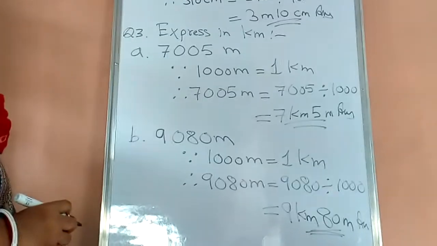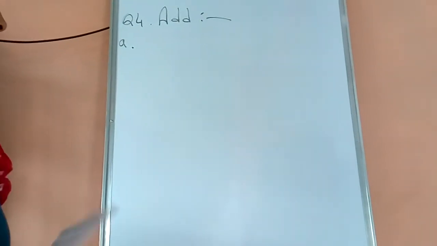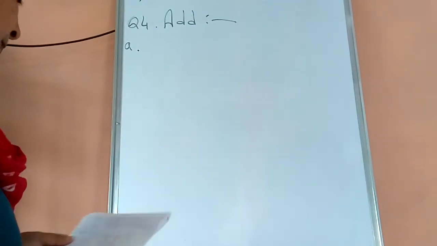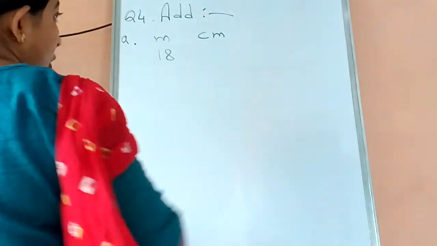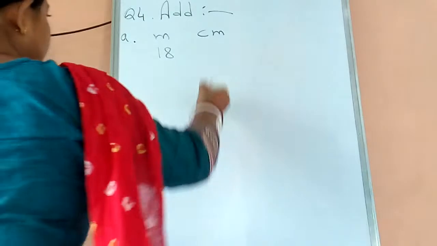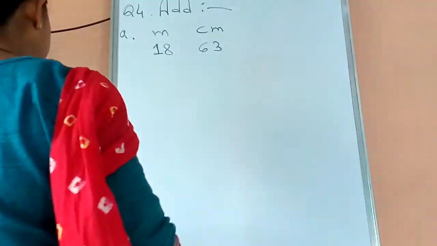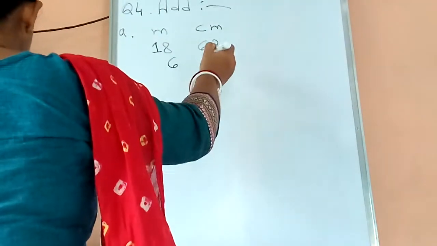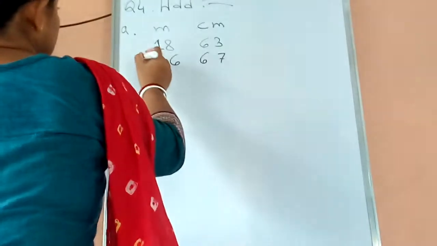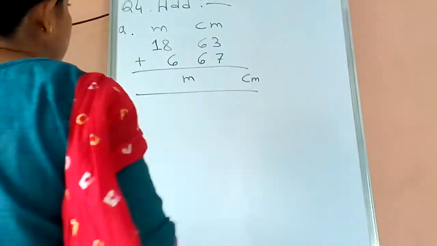Now we will start addition and subtraction. Okay, now addition. Meter, centimeter. You will arrange the addition in column and then you will add. Okay, I am writing directly, but you will first arrange in column and then add. It is given 18 meter 63 centimeter and 6 meter 67 centimeter. So you have to add. This is meter and this is centimeter.